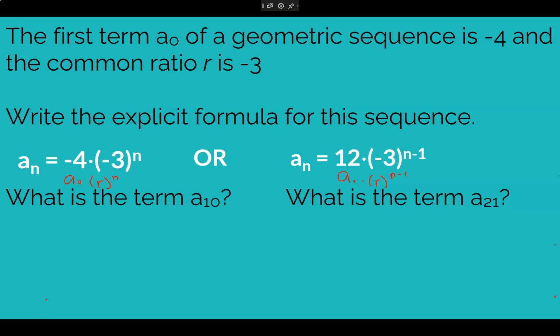All right, so using whichever one you want, either A0 or A1, one of those explicit formulas, you and your table friends find the 10th term and find the 21st term. All right, ready, set, go.